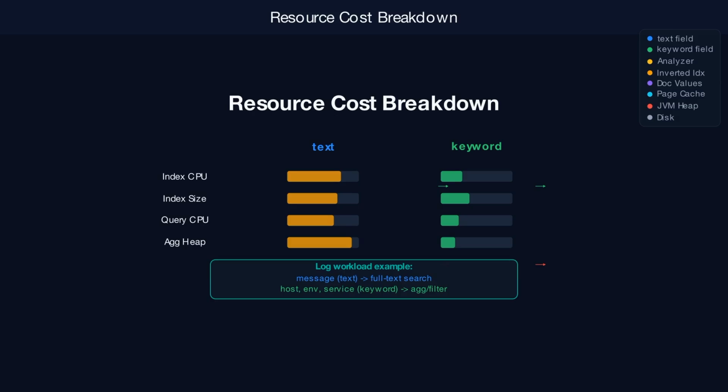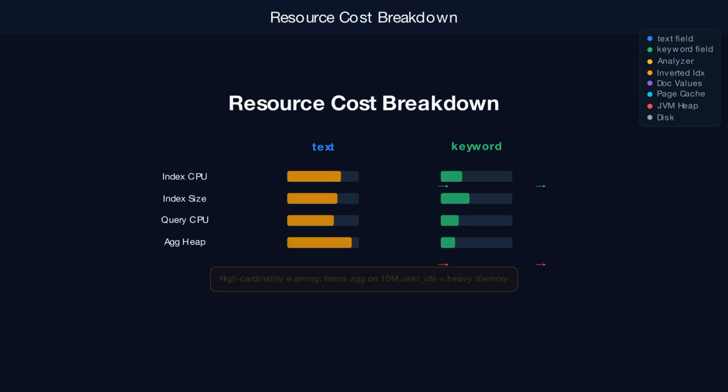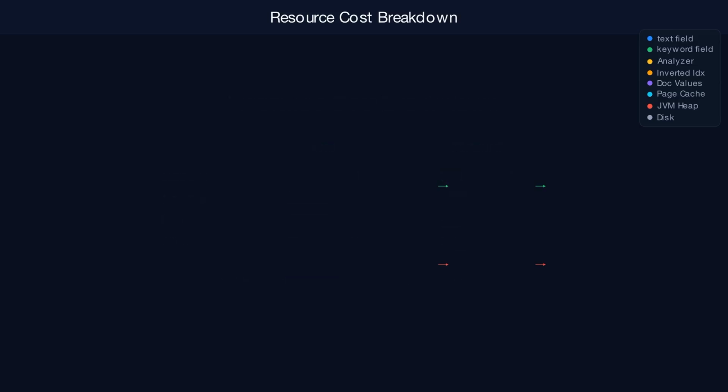High cardinality keyword fields, like a user ID with millions of unique values, can still be expensive for memory because the aggregation engine must track every unique value. A terms aggregation on 10 million unique user IDs requires significant heap for bucket tracking regardless of field type. The general rule: text costs more CPU at index time, keyword is cheaper for exact queries, and both can be expensive if cardinality is very high.